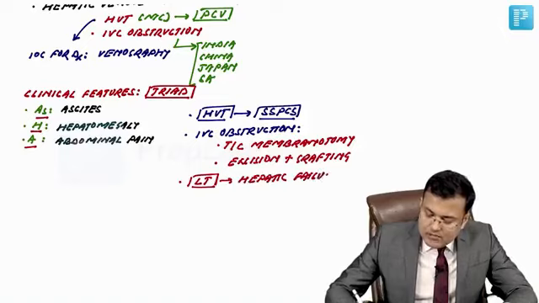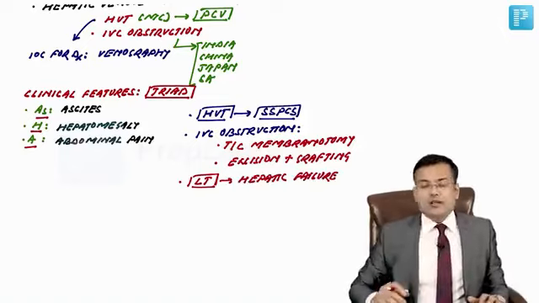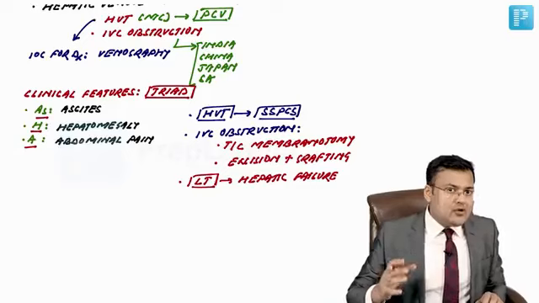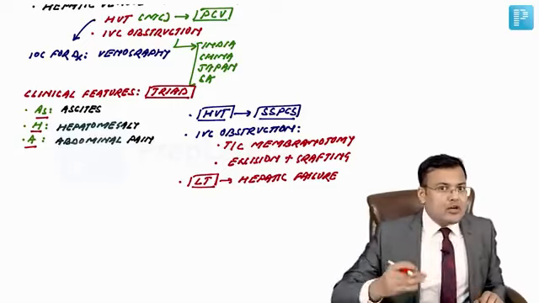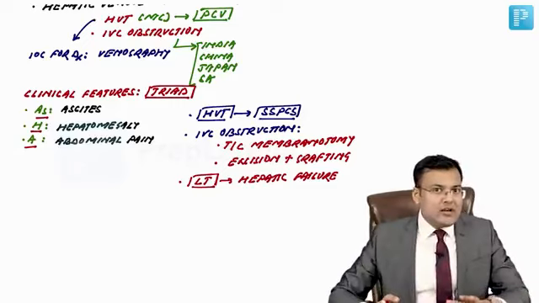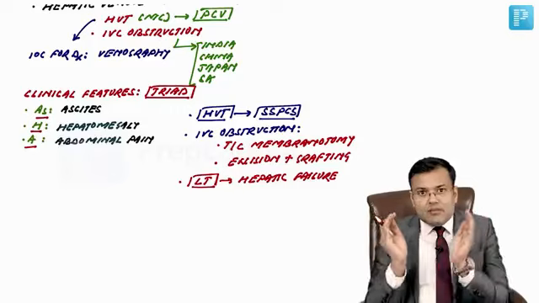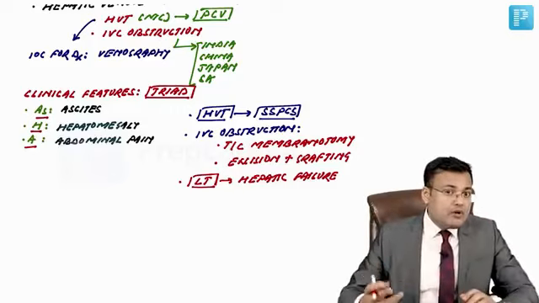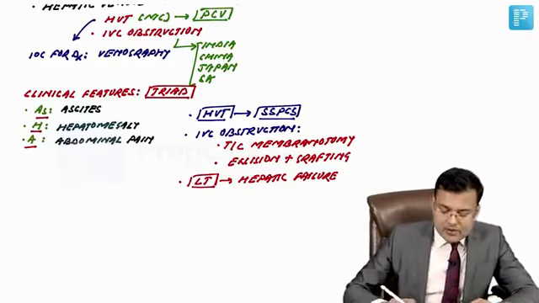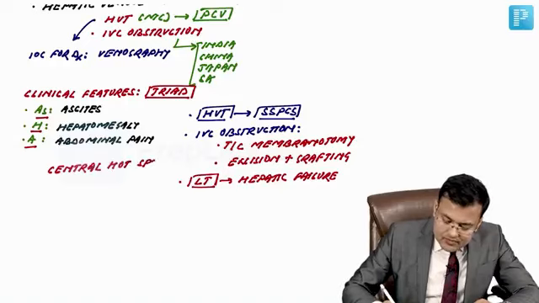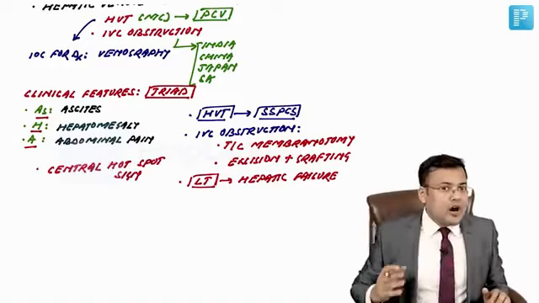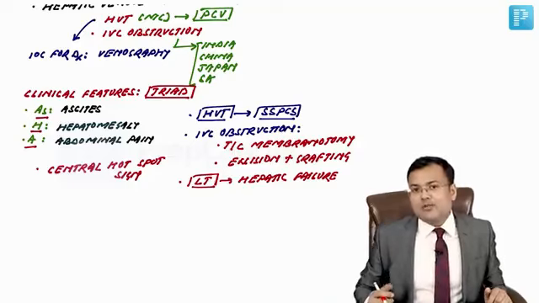One important concept we already discussed: whenever Budd-Chiari syndrome is because of hepatic vein thrombosis, the caudate lobe is spared, because the caudate lobe venous drainage goes directly into the IVC. So over a period of time, the liver will be atrophied, but the caudate lobe will be hypertrophied, and this hypertrophied caudate lobe on scintigraphy appears as the central hotspot sign. Because of caudate lobe hypertrophy, on scintigraphy there is a central hotspot sign.